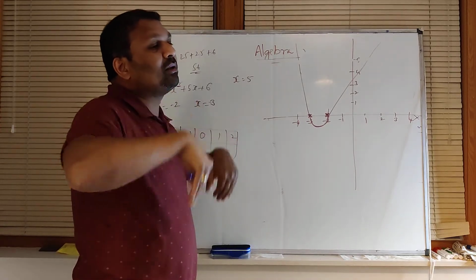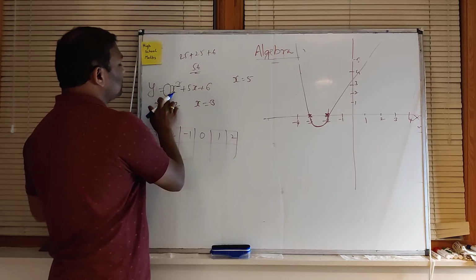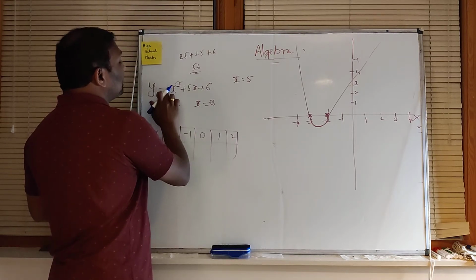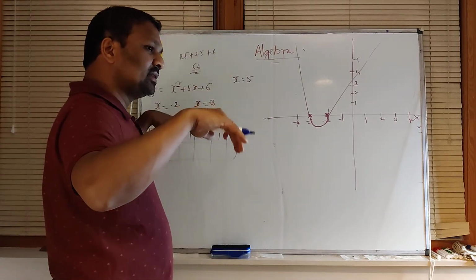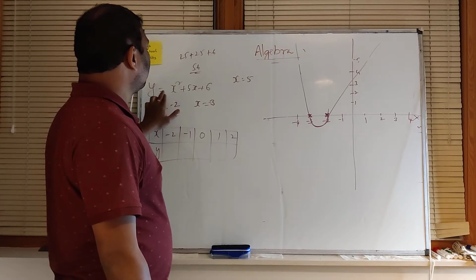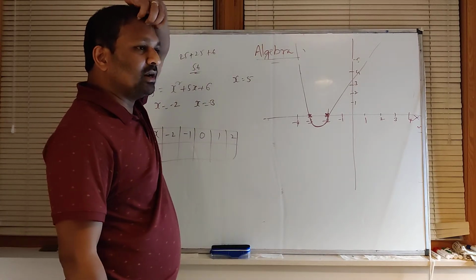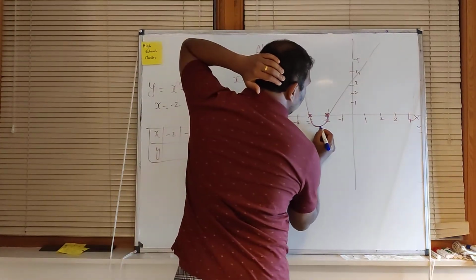But up or down, how do you know? You find out the coefficient of x square. What is the coefficient of x square here? Plus 1. Yeah, it's a positive number, that is when both will go up. If it is a negative number, both will go down. Equate this to y, you will get a graph, a group of points. So what is the lowest point here?